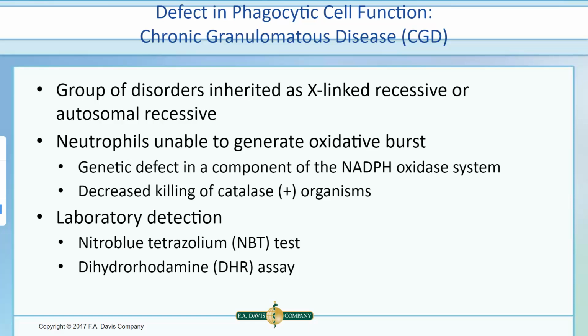Defect in phagocytic cell function: chronic granulomatous disease, CGD. It's a group of disorders inherited as X-linked recessive or autosomal recessive. Neutrophils are unable to generate an oxidative burst, so it decreases the killing of catalase-positive organisms. Laboratory detection would be the nitroblue tetrazolium NBT test or DHR assay.